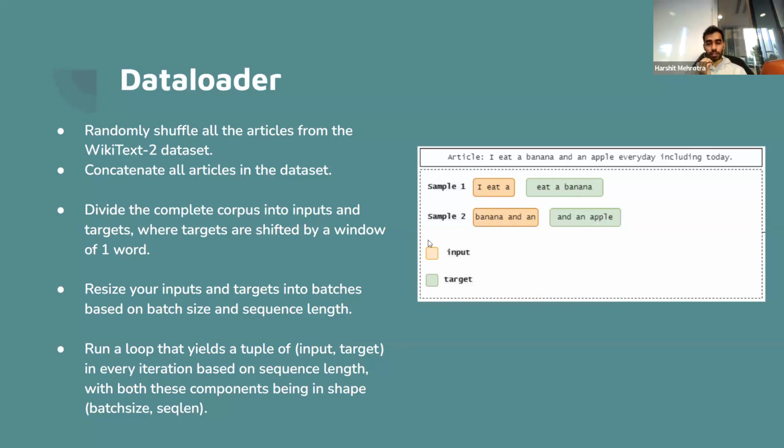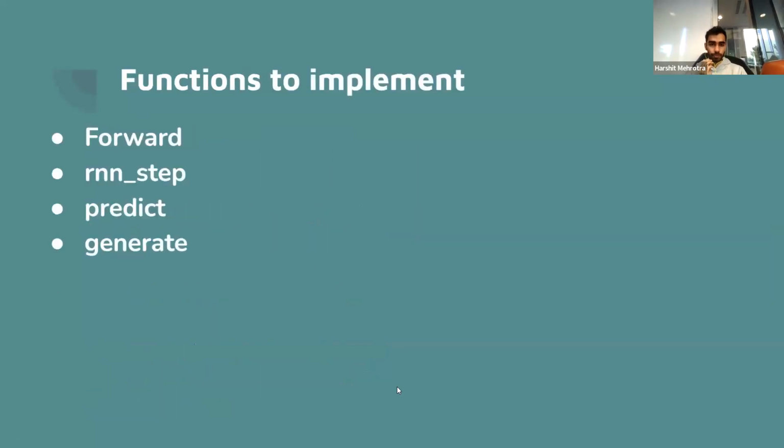So if you do this, you'll get a lot of sequences. Each sequence will have an input and a target, and you have to batch them according to another hyperparameter, batch size, that you would be setting. And you have to write a loop in the data loader class, which at each iteration will just yield a tuple of inputs and targets. Both inputs and targets would have batch size number of sequences, and each sequence will have sequence length number of tokens. So this is just a high level view of what the data loader is doing, but you can read the write up to understand it better. But this should be a pretty straightforward implementation.